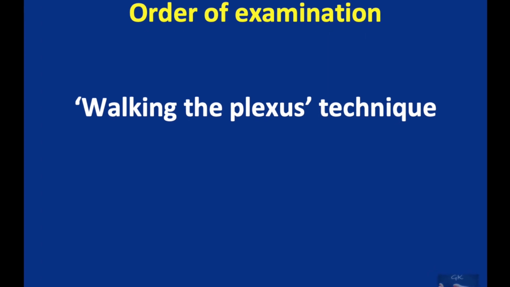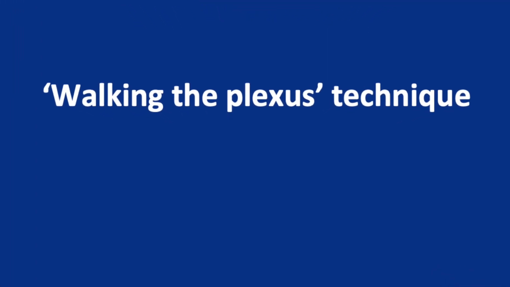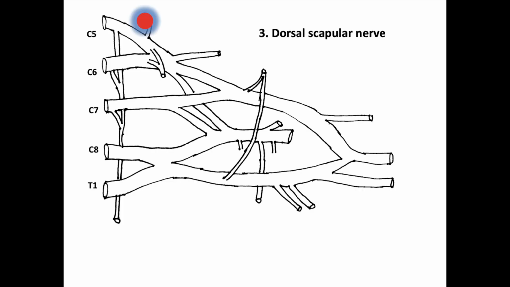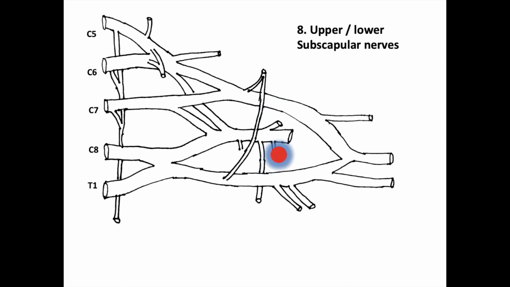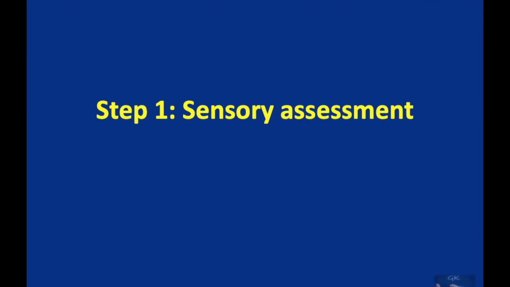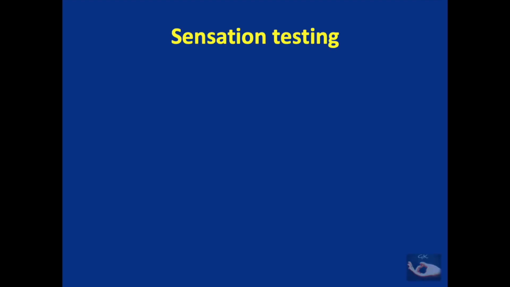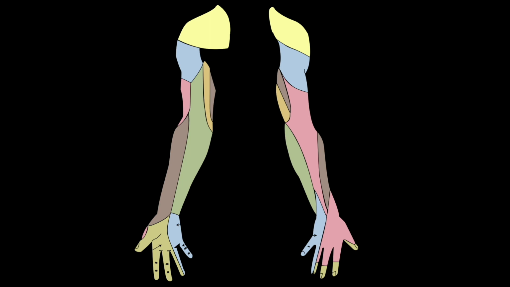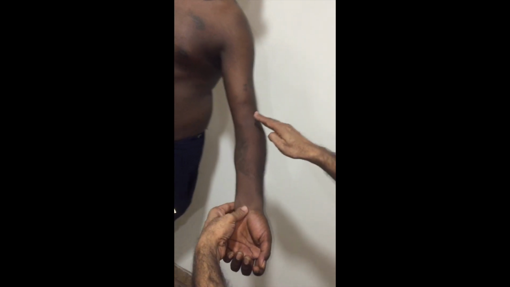While examining the muscles, it must be done in such a way that no muscle is missed. This can be achieved by the walking the plexus technique, consisting of 13 steps, starting with sensory examination. This diagram shows the sensory dermatomes. But it's easier to remember the lateral aspect of the arm, or the regimental badge area, is the C5 area.